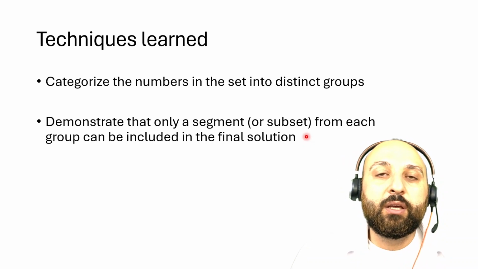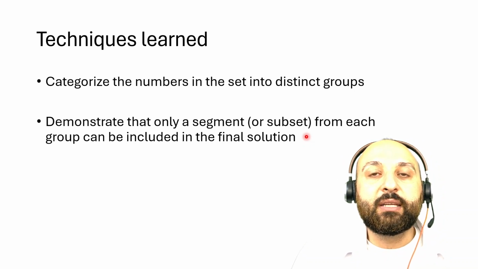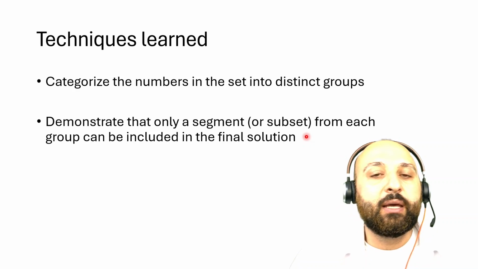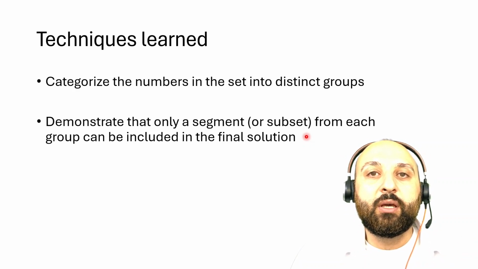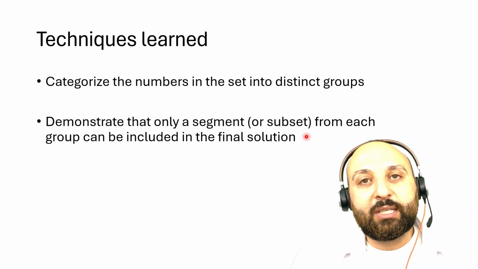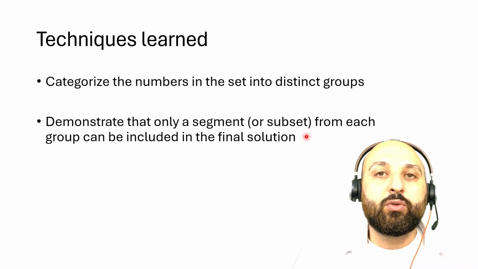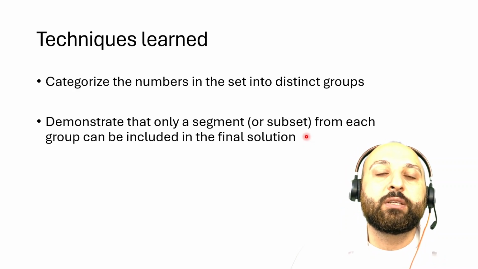Let's see what we have learned. In certain problems, you have to categorize the numbers, the elements that you have, into smaller groups, and then demonstrate that only a part of each group can be included in the final solution. Based on this, you can, for example, define the boundary of the solutions or define which type of elements can be in that final solution.